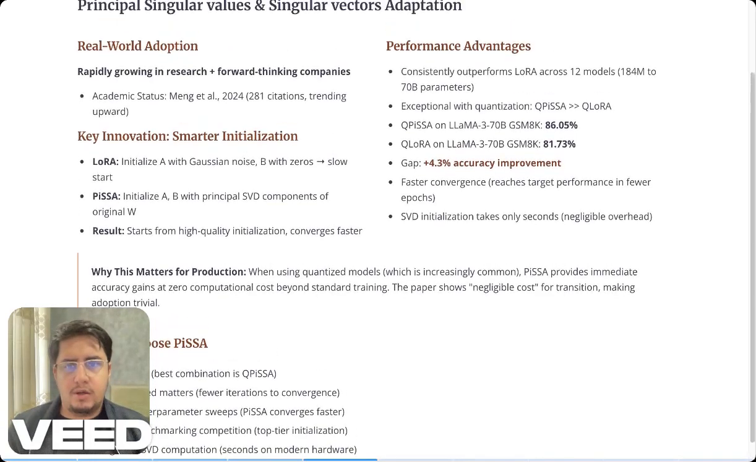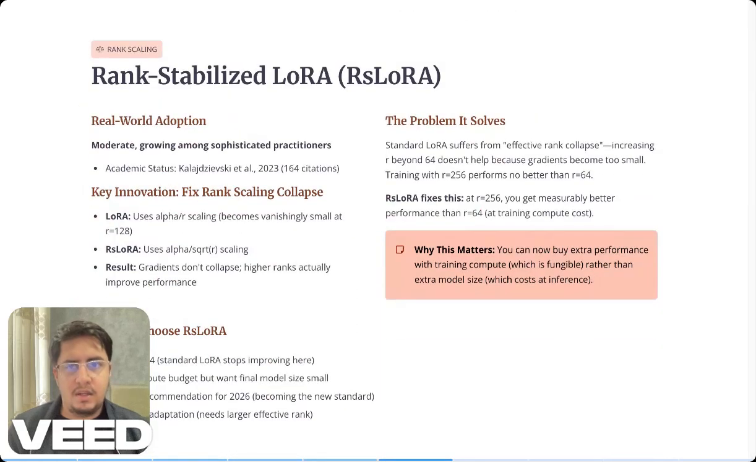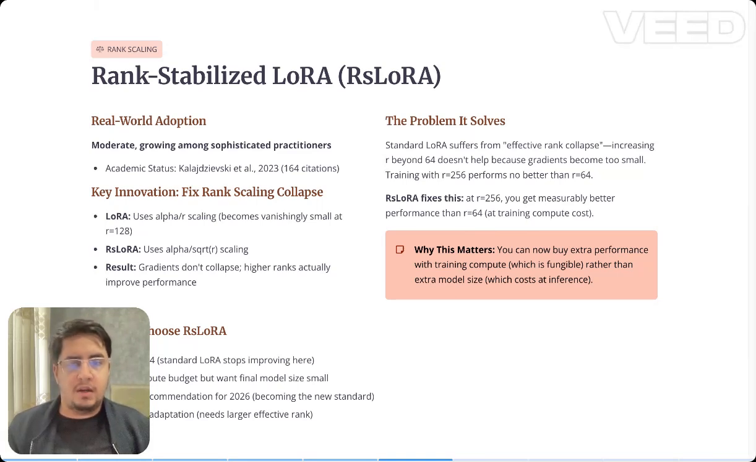Moving on to our next method, we move to rank stabilization LoRA, or RS LoRA. Standard LoRA suffers from a problem of effective rank collapse. When the rank increases, the larger ranks don't really help because the gradients become too small, and that's a problem called rank collapse, which commonly occurs with LoRA. In order to solve that, rank stabilization LoRA uses a square root scaling factor, which basically stabilizes LoRA in the long run.